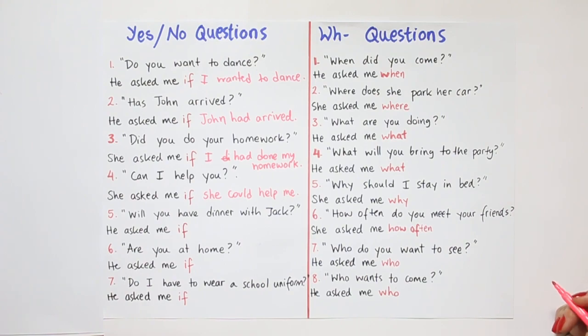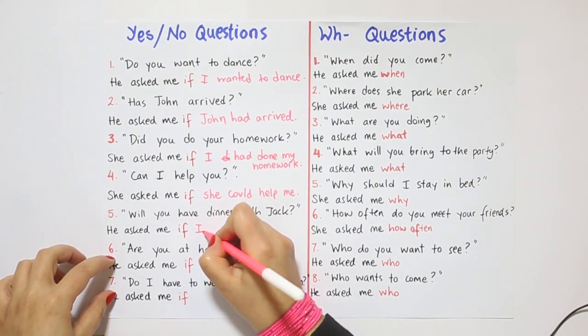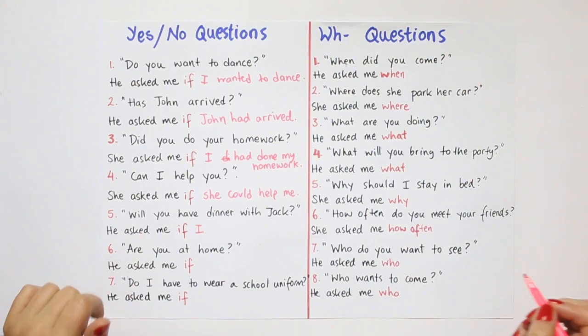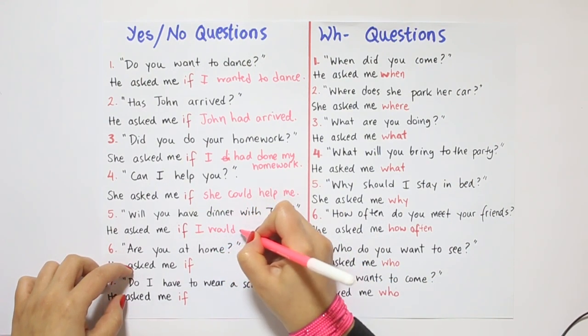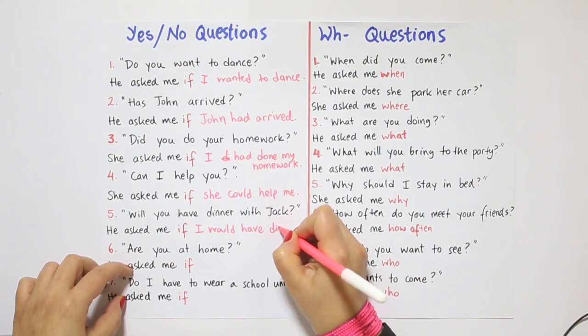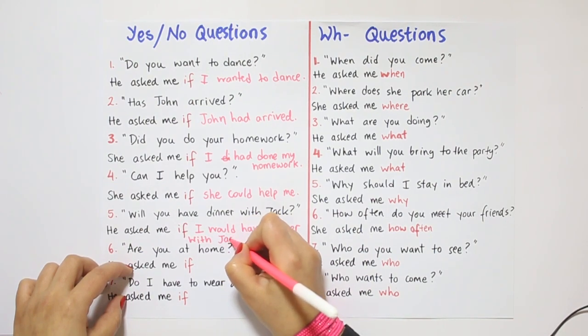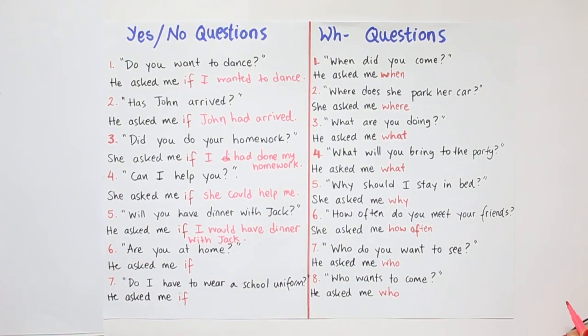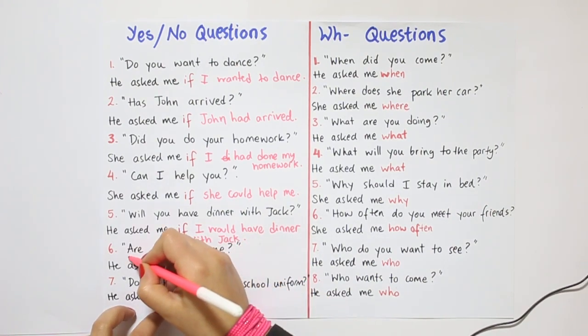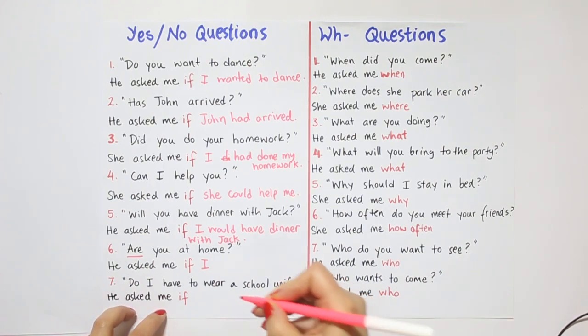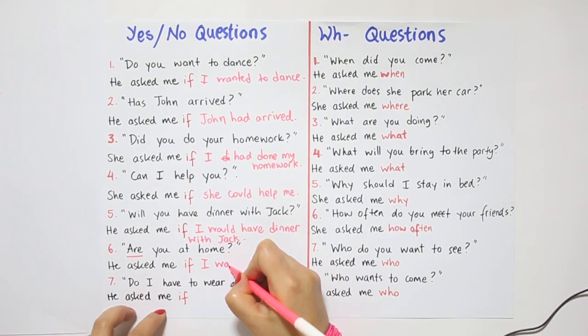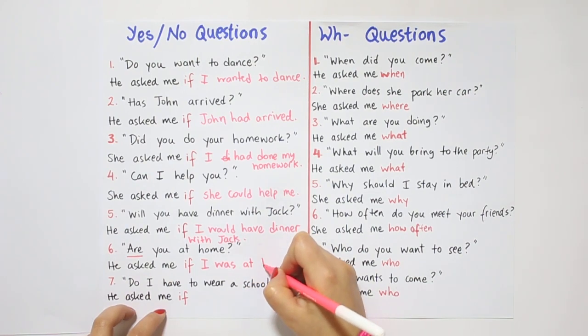Will you have dinner with Jack? He asked me if I will becomes would. If I would have dinner with Jack. All right? Are you at home? Yes, I am at home. So he asked me if, how do I change it? How do I convert it? I say, if I was at home.